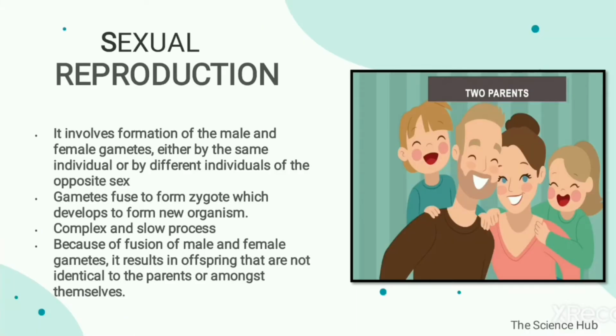Sexual reproduction. Sexual reproduction involves male and female gametes, but sexes are opposite. Gametes fuse to form zygote. It is a complex and slow process. Because of fusion of male and female gamete, it results in offspring that are not identical to their parents or amongst themselves.